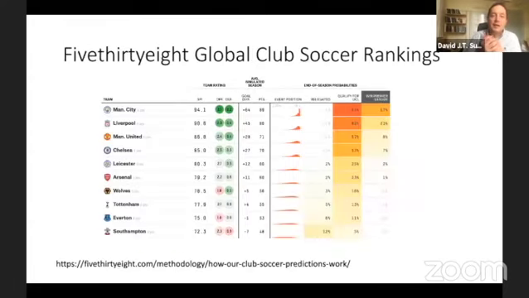The 538 Global Club Soccer Rankings, that's got better and better over the years. It started off as an ELO ranking type of system, but they've really fine-tuned it and done some very interesting stuff to make it perform better. I don't think it beats the bookmakers' odds, but they have put in a lot of work. And I would recommend that you look into the methodology there.